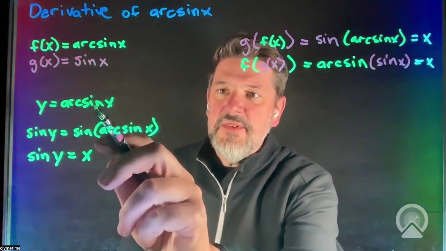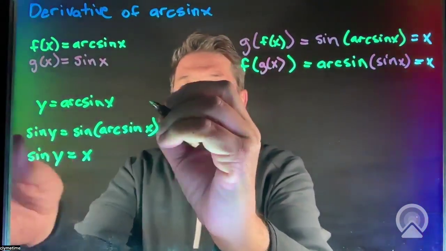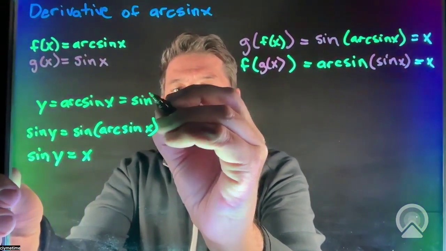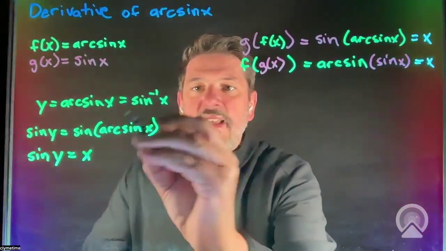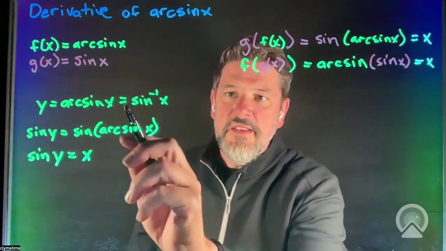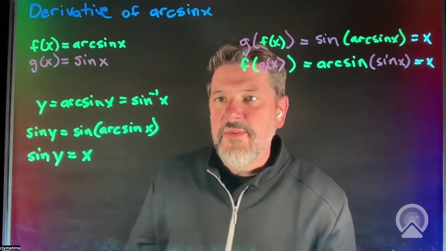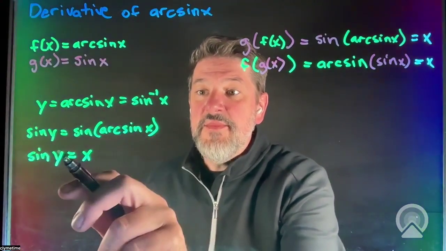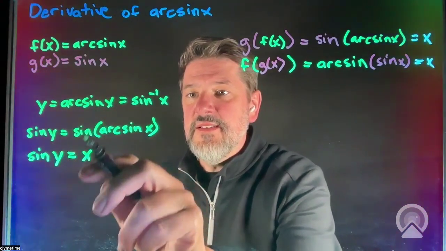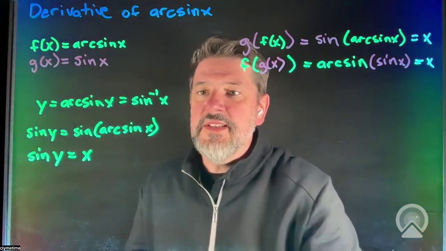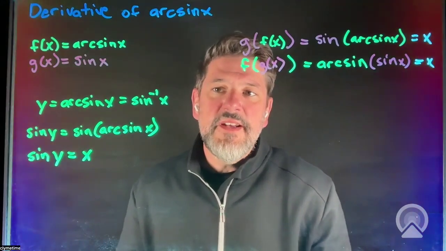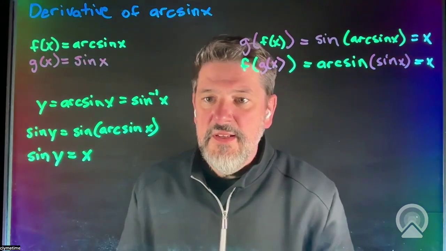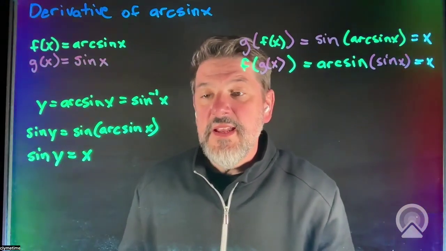So if we say y is equal to arcsine of x, by the way, another way to write this is sine to the negative 1 of x. These mean the exact same thing. Arcsine, they both pronounce arcsine. It's just two different ways to write it. So if we say y is equal to arcsine of x, that means the sine of y is equal to x. These are basically synonymous statements. But the important thing to recognize here is that y is an angle. We only take sine of angles.